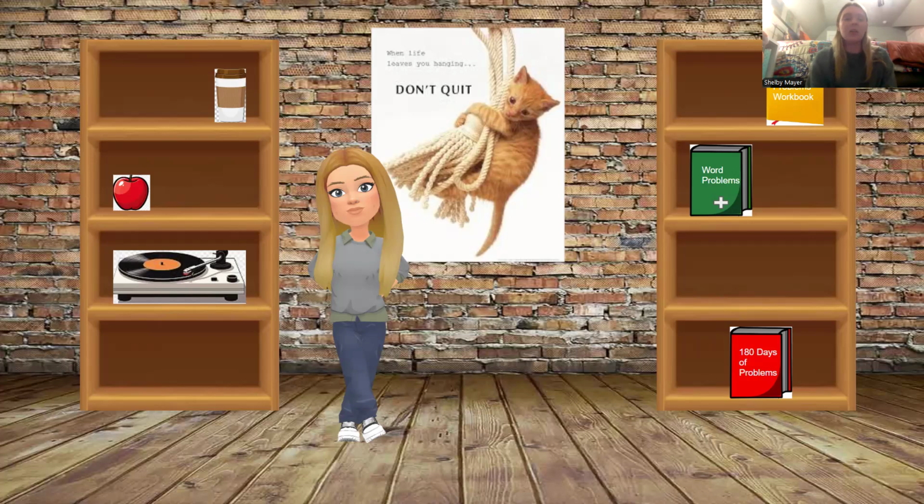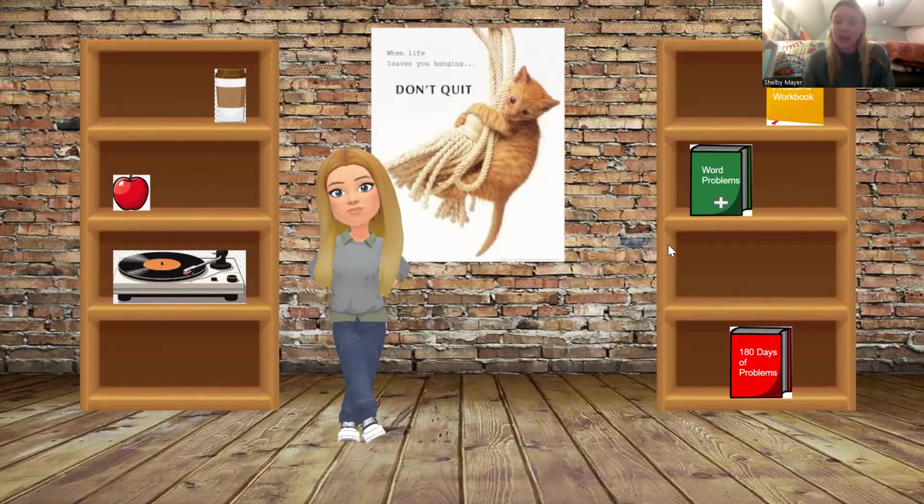I have a record player on here because I love to collect records and listen to music in general. And then I have an apple because I love fruit, but also I feel like an apple is the fruit that symbolizes teaching, so that's also a reason I put that on there. On the top shelf, I have a coffee cup just because I love coffee. And in the middle, I have this inspirational poster that says "Don't quit" and it has a cat hanging from a rope on it. I love animals and I just thought that was really cute and that you would like it too.